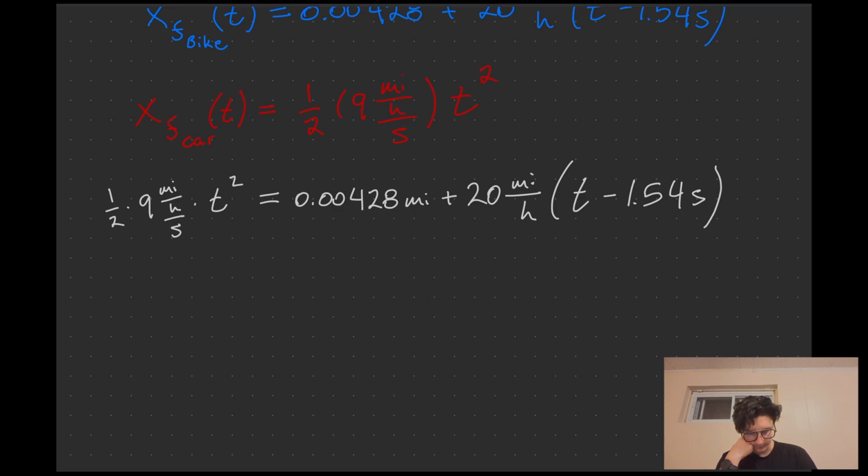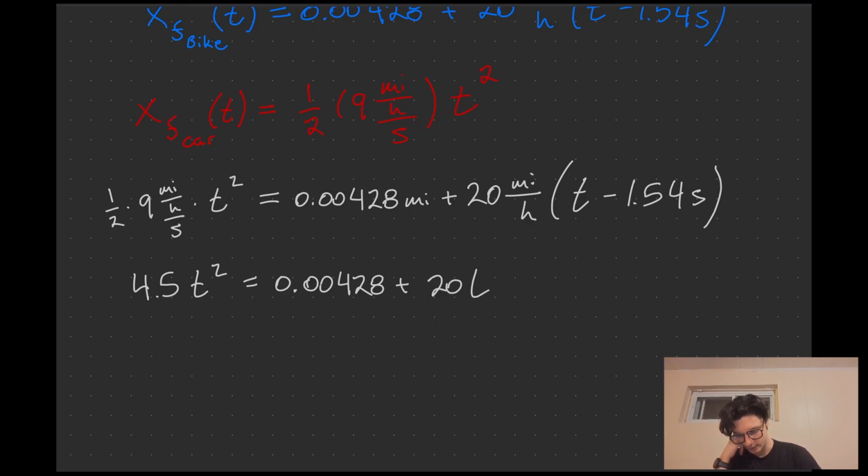Let's see. So first thing I'll simplify is just remove the units from here on out. We have 4.5, 9 times 1/2 is 4.5, t squared. This equals 0.00428 plus, we have 20t, and then minus 1.54 times 20. 1.54 times 20 gives us 30.8.